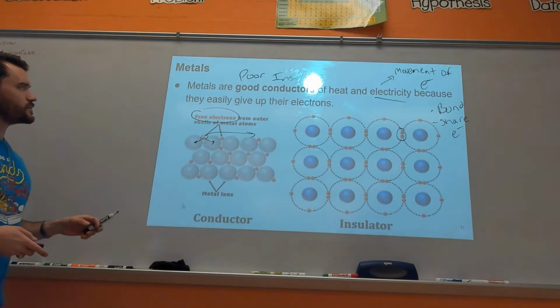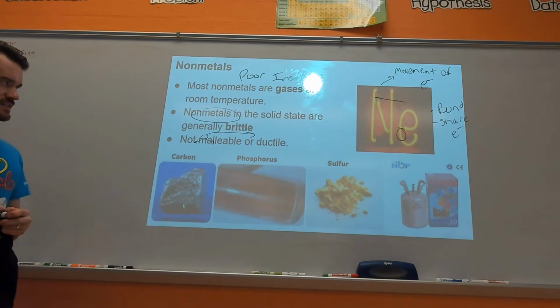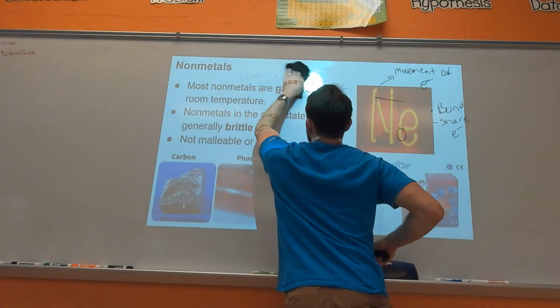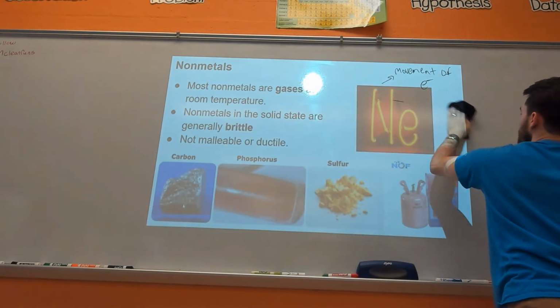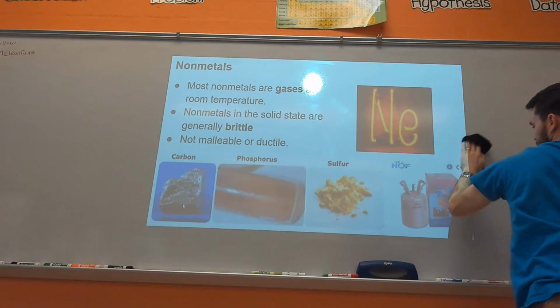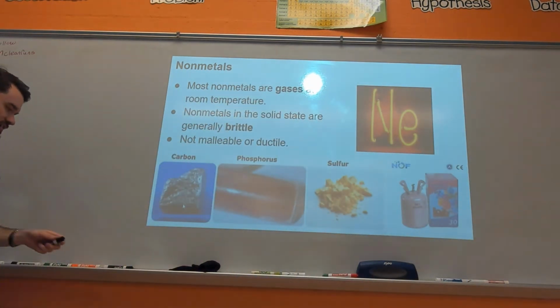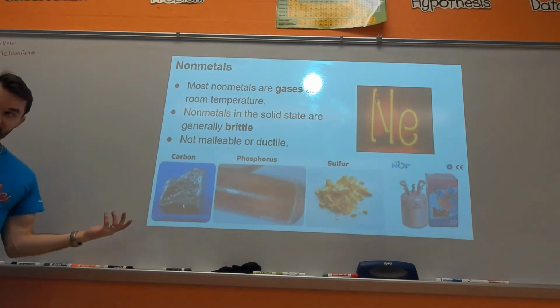Non-metals. Okay. Yeah, non-metals. So I said that metals are solids at room temperature. So that would suggest that non-metals are not solids at room temperature. Specifically, they are gases at room temperature. So, like a neon sign, neon is a non-metal. It's a gas at room temperature. Oxygen, right? It's a gas at room temperature.